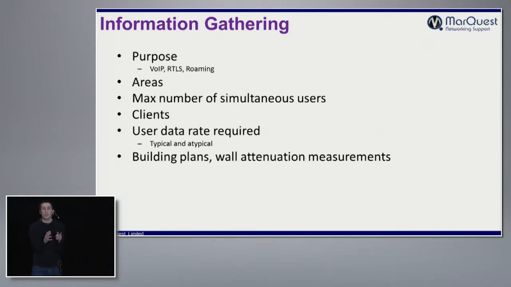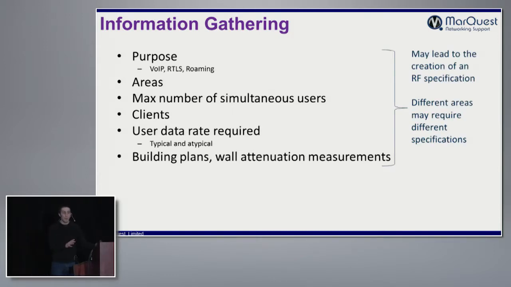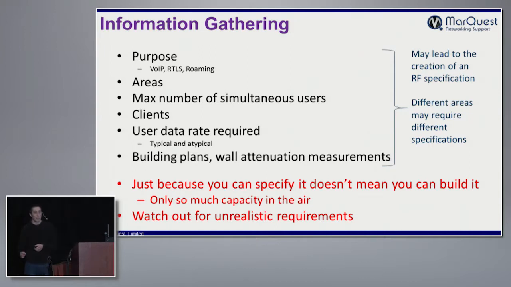So that's the sort of information I want, and that's going to lead me to define a network. It might, and not always, lead you to come up with a guideline or specification. I would say if you're doing that, it's probably going to be different per area. In a high-density lecture theatre, that's going to be different to maybe a teaching room, which again might be different to some staff offices. So if you're going to convert it into signal strength, you need to come up with correct specifications per area. A warning I would give with this is that just because you can specify something doesn't mean you can build it.